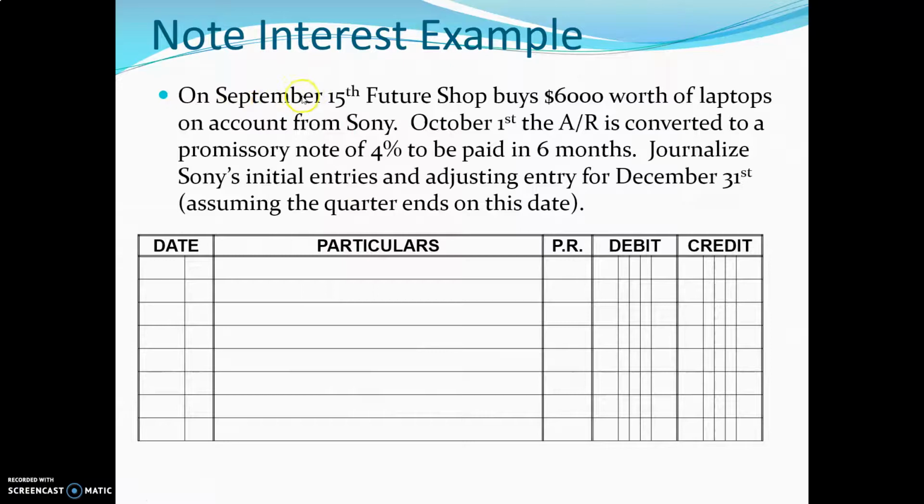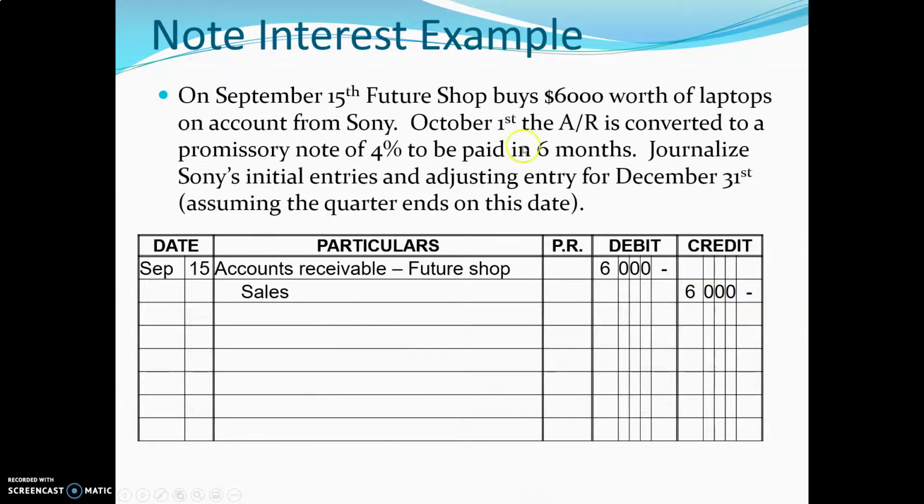This is September 15th. They buy $6,000 of laptops. This is a sale, so we generate an accounts receivable which we expect to collect from it. And it's on September 15th.